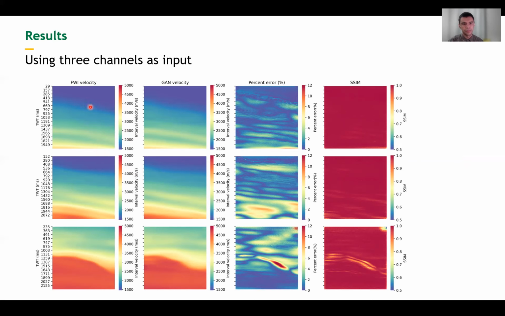The GAN generated velocity is almost identical to the FWI velocity. We also got good metrics on percent error and SSIM. The shallower patches presented better results than the deeper ones, visually and in the metrics, but this was expected once the traditional FWI presents worse results at deeper regions.